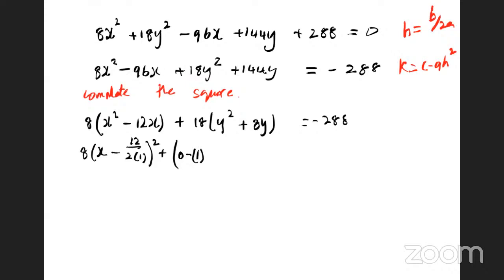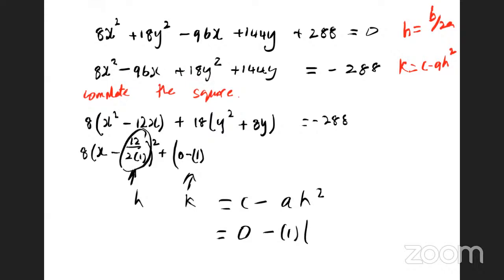Right, but you'll follow what I'm doing there. This is h, and I'm working out k here. K is c minus a h squared. C is 0, a is 1, and h is this value here, which is 12 on 2, which is 6. All right? So I'll end up with minus 1 by 6 squared. That's taking up this here.